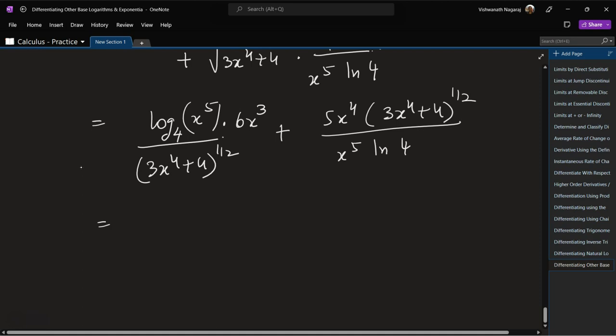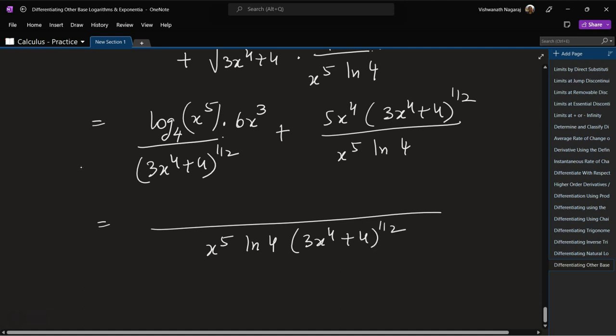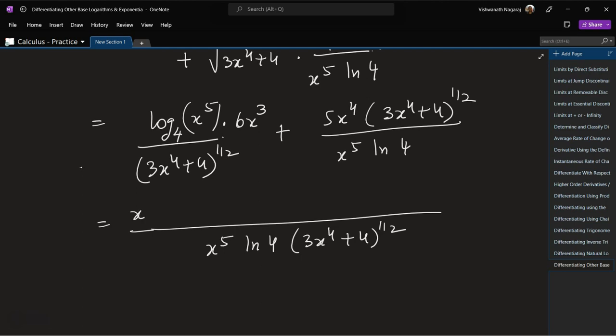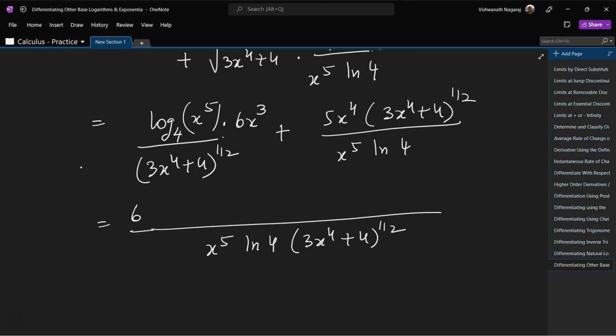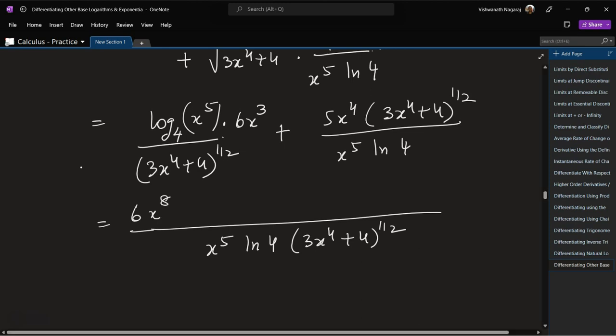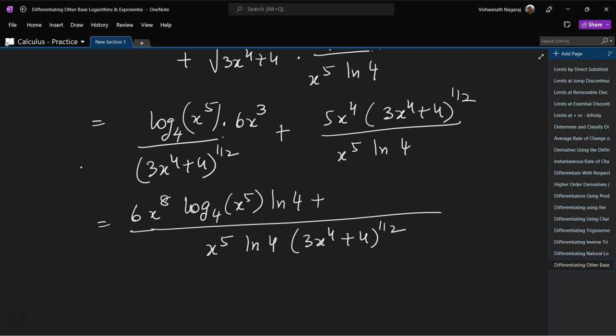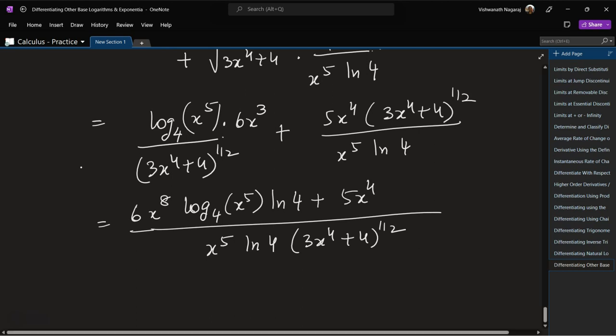Okay, now let's take the LCM. So if we take the LCM, what do we get? x to the power of 5 natural log of 4, 3x^4 plus 4 to the power of 1 by 2. And here we have to cross multiply x to the power of 5. So we already have x to the power of 3, so 5 plus 3 is 8, 6 x to the power of 8, right? Log to the base 4 of x to the power of 5 natural log of 4 plus, and here we have 5 x to the power of 4, 3 x to the power of 4 plus 4 to the power of half plus half, which is 1.